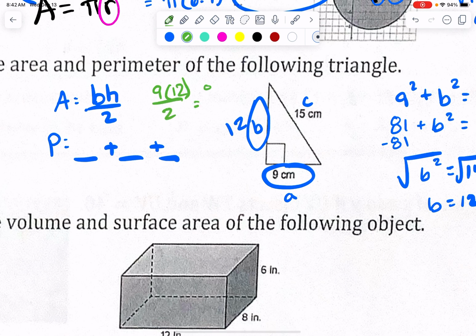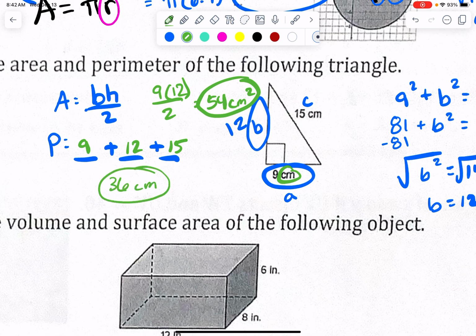9 times 12 is 108. Let me check that. 12 times 9 is 108 divided by 2 is 54. And area is in centimeters squared. Okay? For perimeter, we just add all of them together. So 9 plus 12 plus 15, and that is 36 centimeters. And that is all for that one.